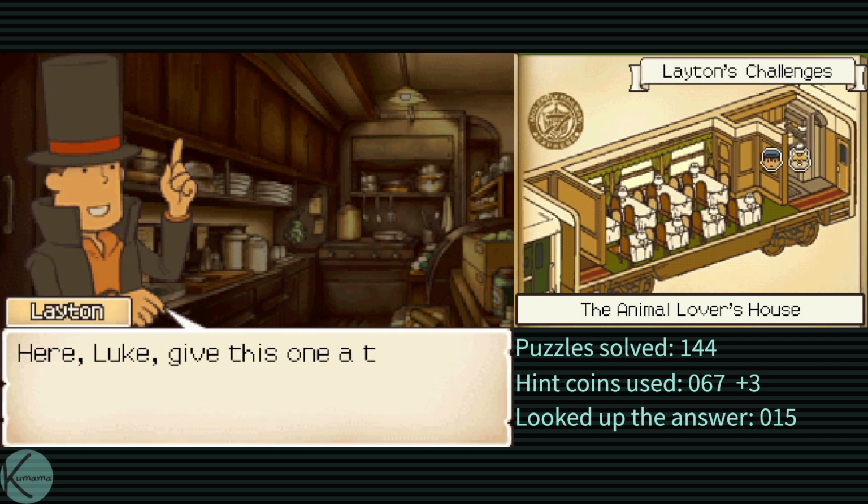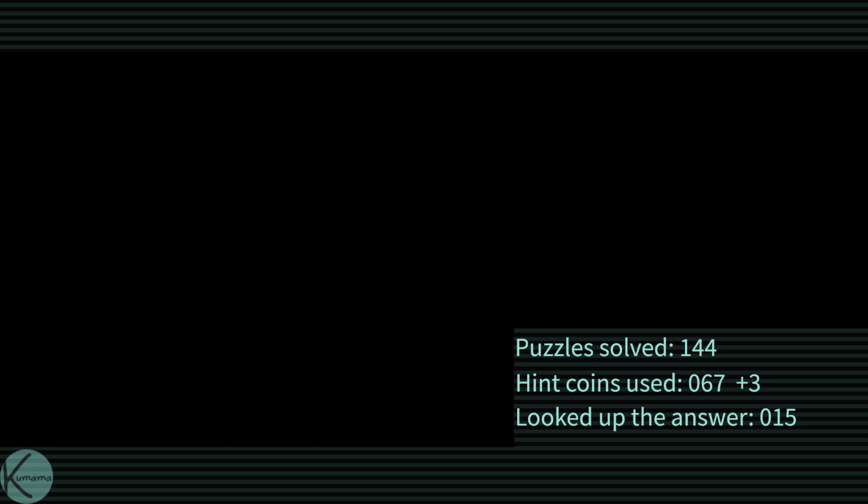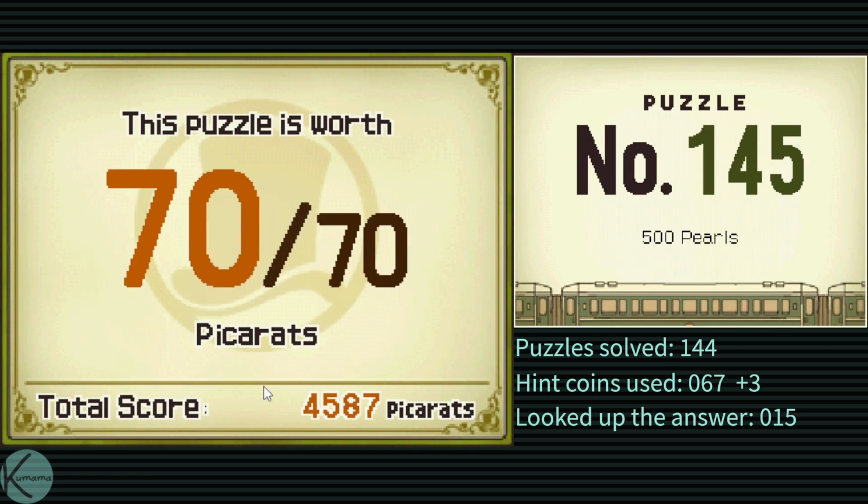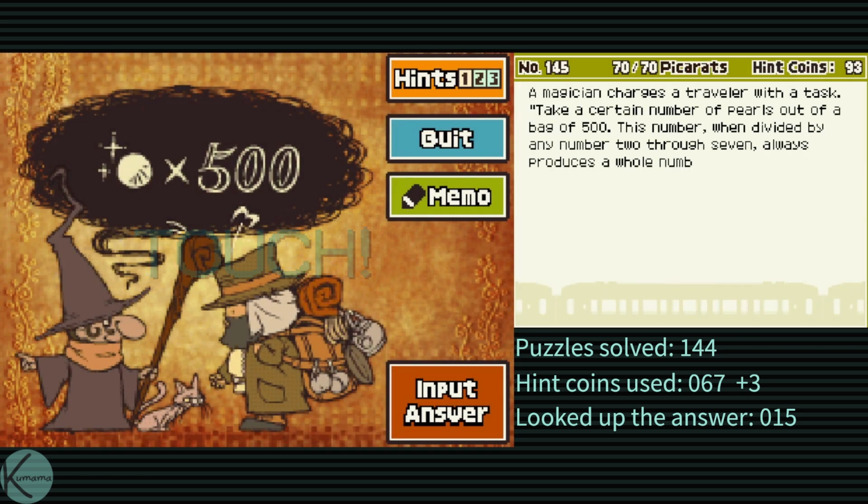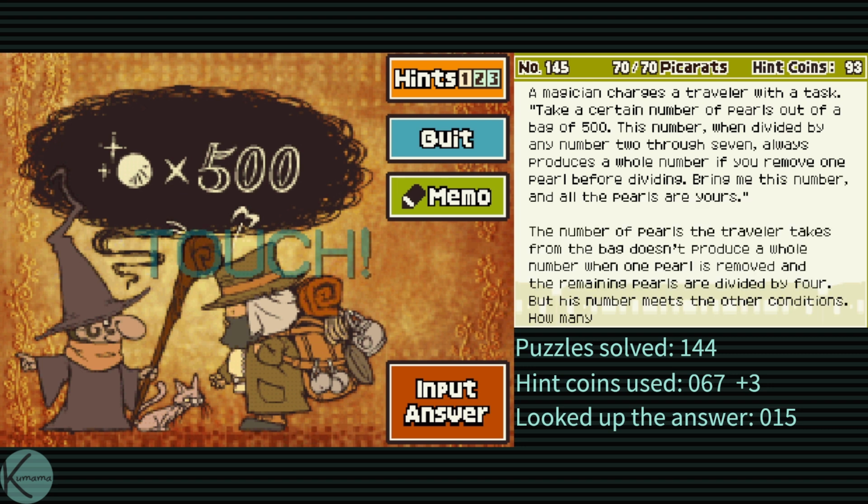The animal lover's house. 500 pearls. Here, Luke, give this one a try. A magician charges a traveler with a task. Take a certain number of pearls out of a bag of 500. This number, when divided by any number, 2 through 7, always produces a whole number if you remove one pearl before dividing. Bring me this number, and all the pearls are yours. The number of pearls the traveler takes from the bag doesn't produce a whole number when one pearl is removed, and the remaining pearls are divided by 4. But his number meets the other conditions. How many pearls did he take from the bag?